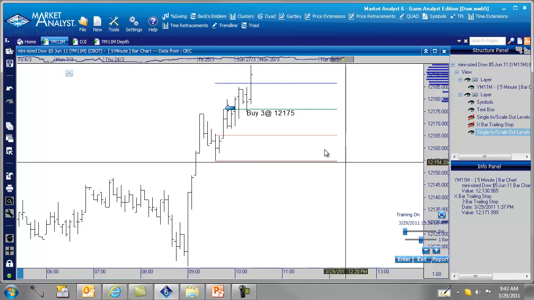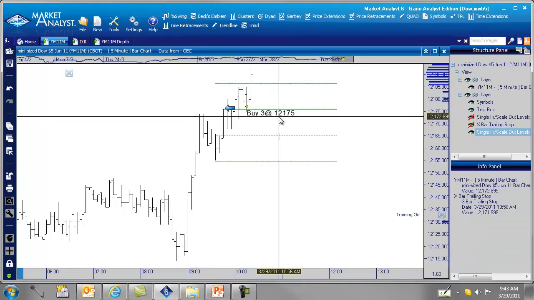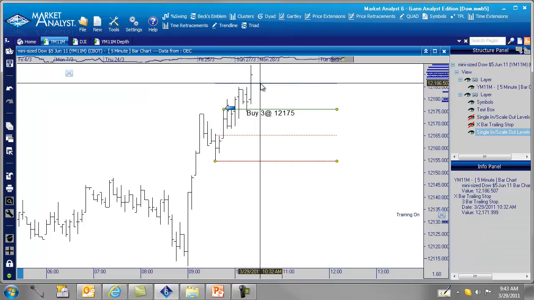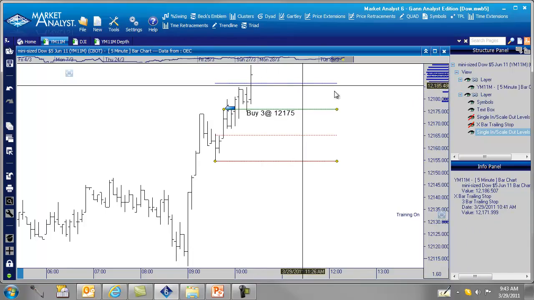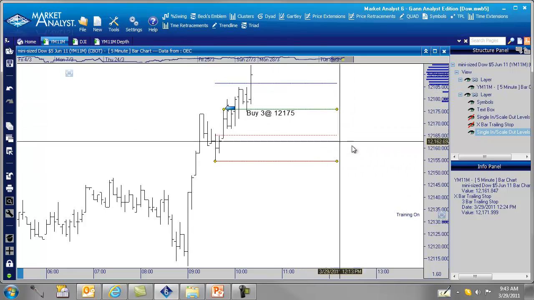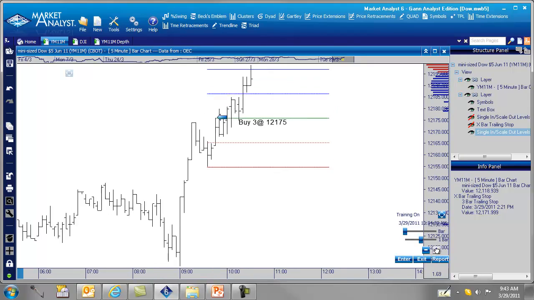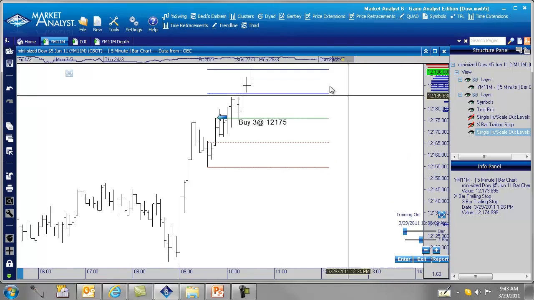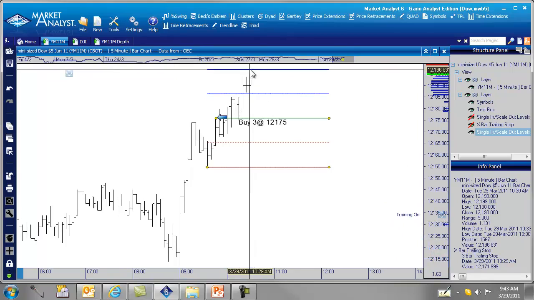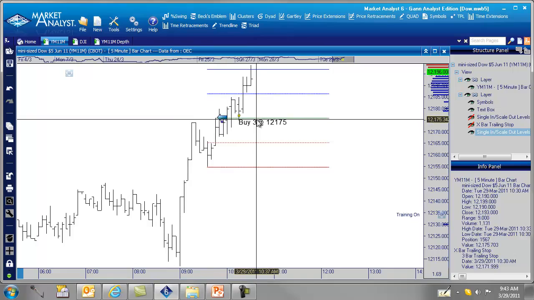Okay, there we go. So we've hit our first target. We bought 3 here at 175. We would have sold 1 here at the blue line. And now we move our stop on the remaining 2 to this dotted line here. All right, let's see if we hit the second target. Boom. There we go. We've hit our second target. And so now we move our stop up to our entry point right here.